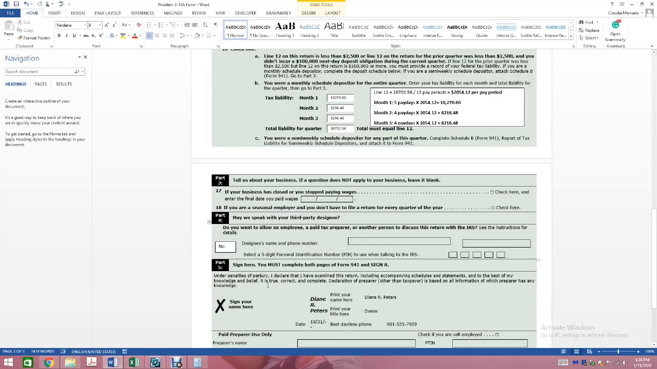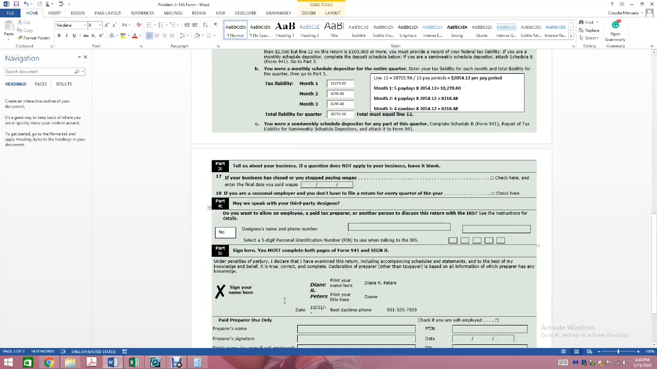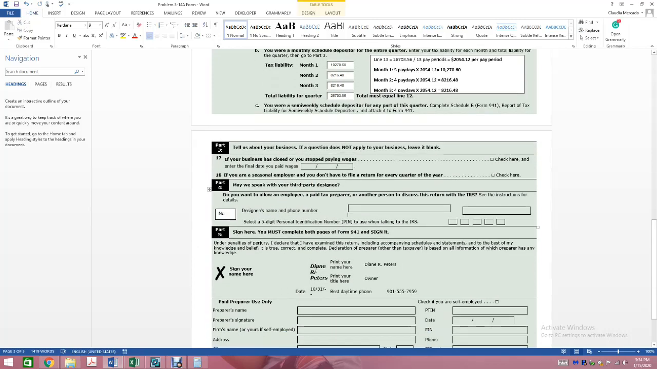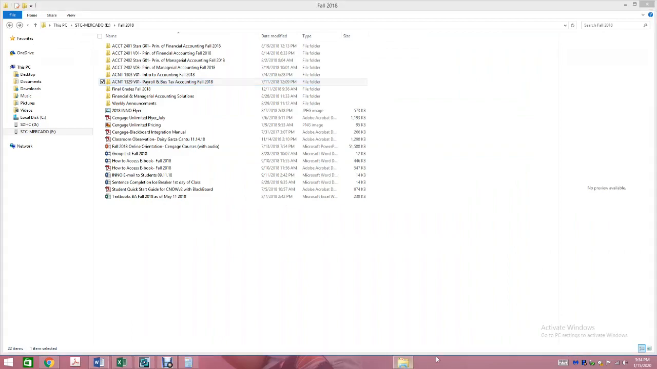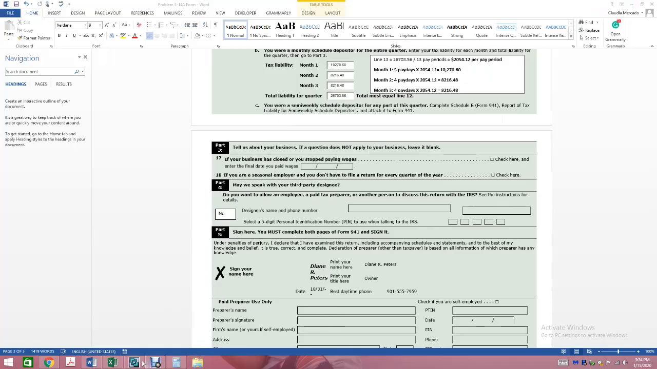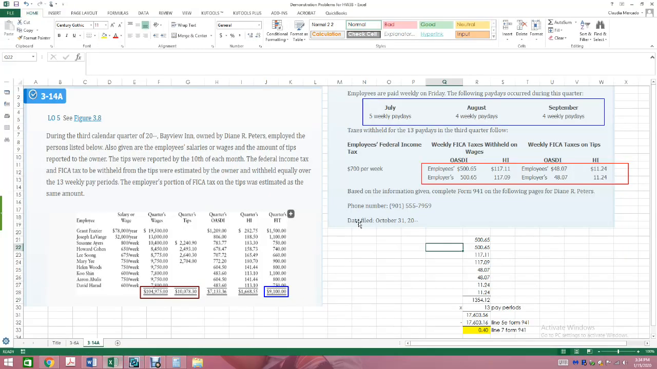homework. Okay. Part 5, you're going to sign your name. The name is Diane R. Peters. Okay. You're going to print the name. This is the owner of the business. You're going to enter the phone number provided and the date that is provided. Now this date was given to you. Let me close this out, that way I'm not opening it up. Okay, it says here, date filed October the 31st.